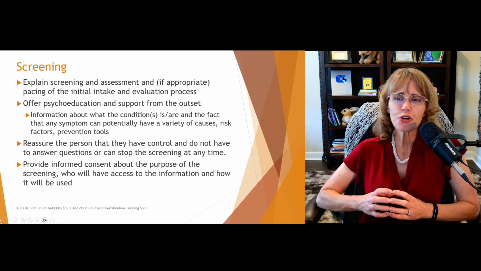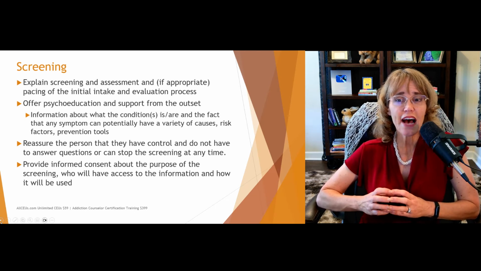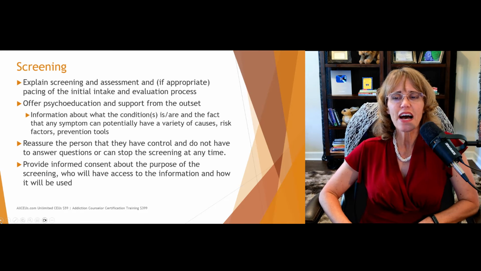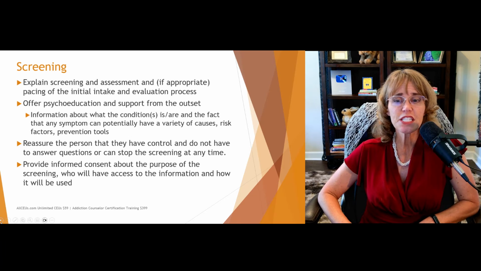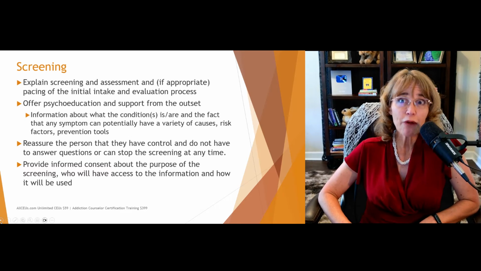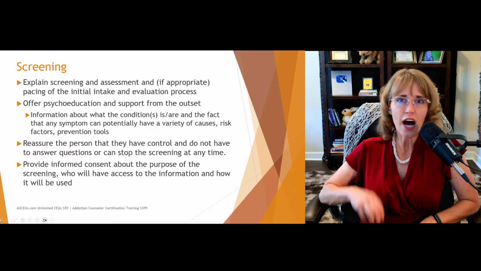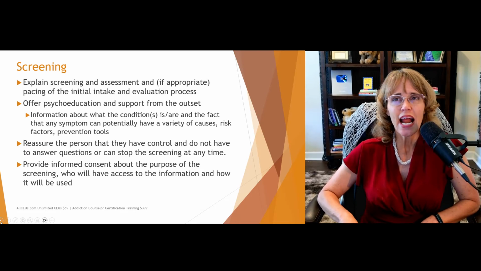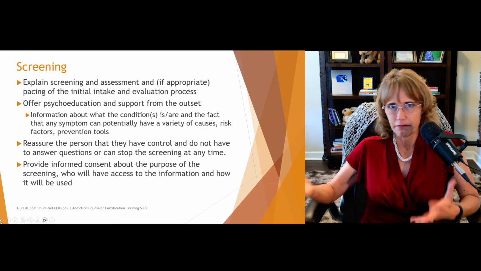We need to reassure the person that they have control and do not have to answer questions and can stop the screening at any time. And provide informed consent about the purpose of the screening, who will have access to the information, and how it will be used. If you're documenting the screening at all, then you must make sure that the client does an informed consent.